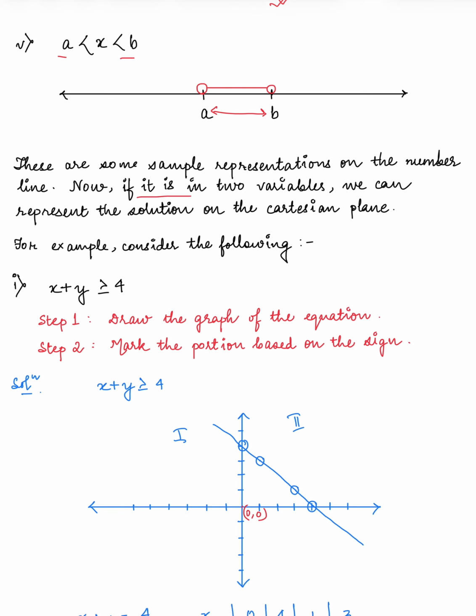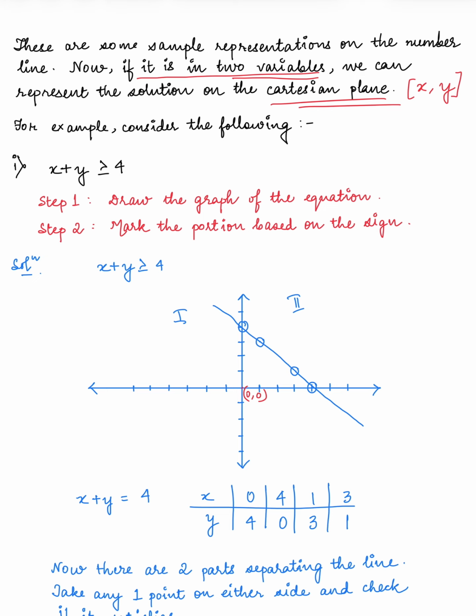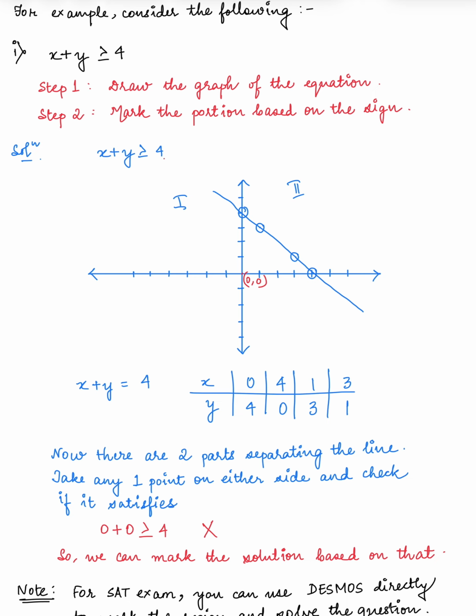Now if it is done in two variables, then we have to represent the solution on the Cartesian plane, that is the xy plane, right? Now let's consider the basic thing, that is x plus y is greater than or equal to 4. So the first step that we need to do is draw the basic graph of the equation. And how do we do that? We keep it as x plus y equal to 4.